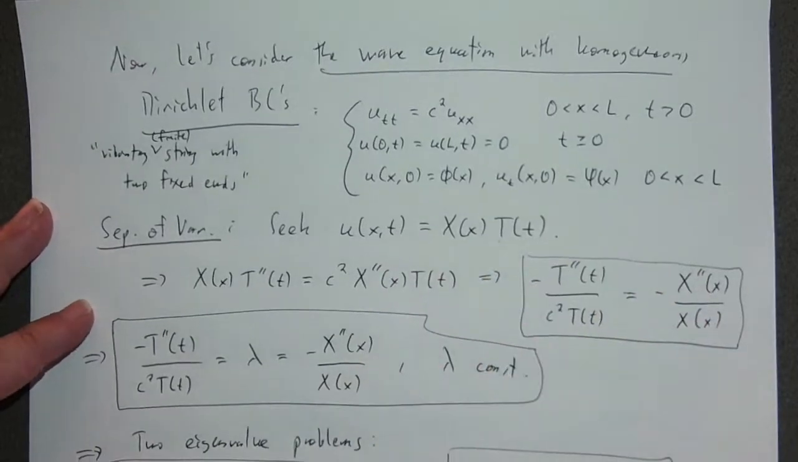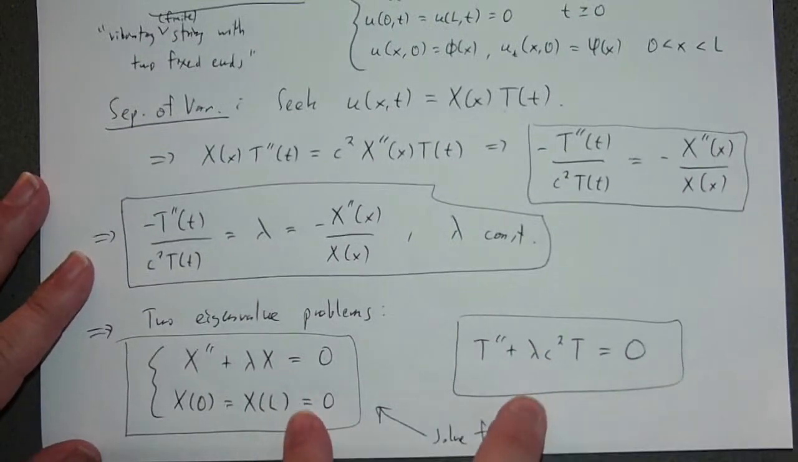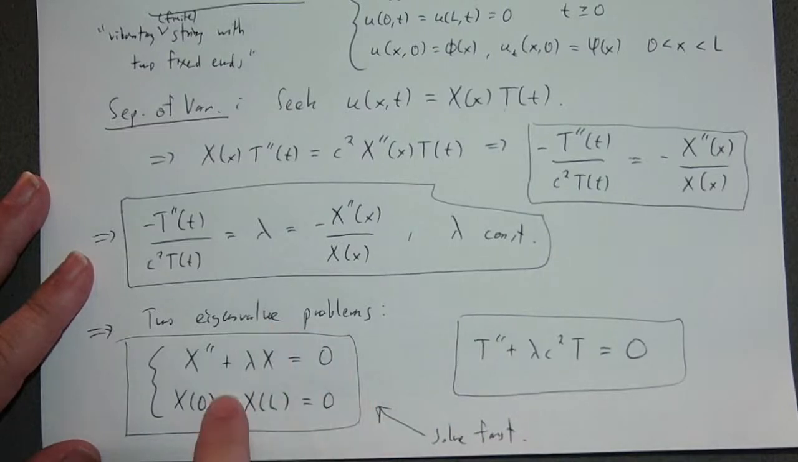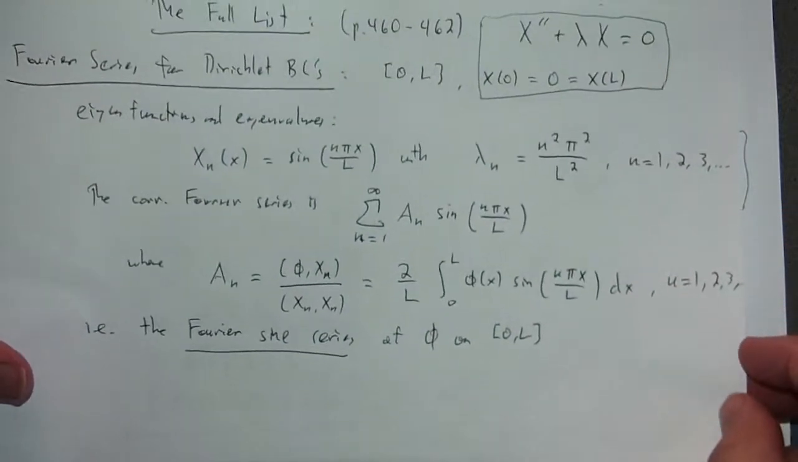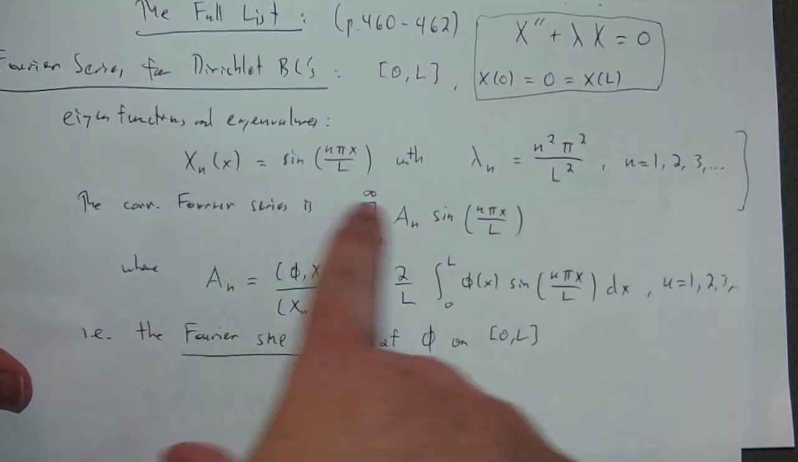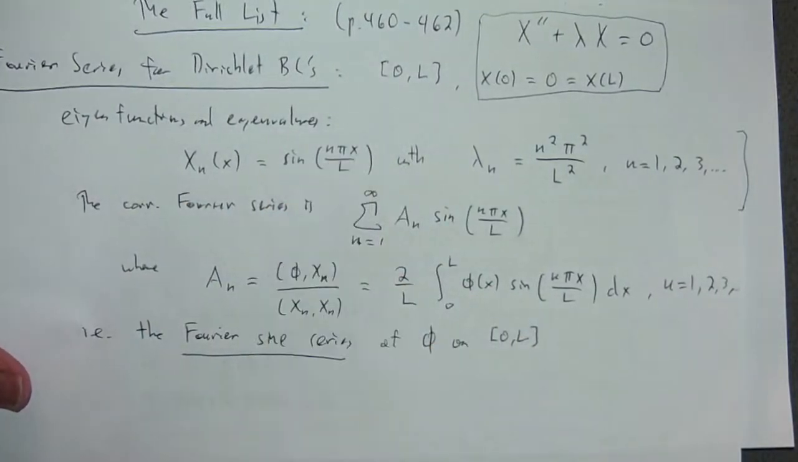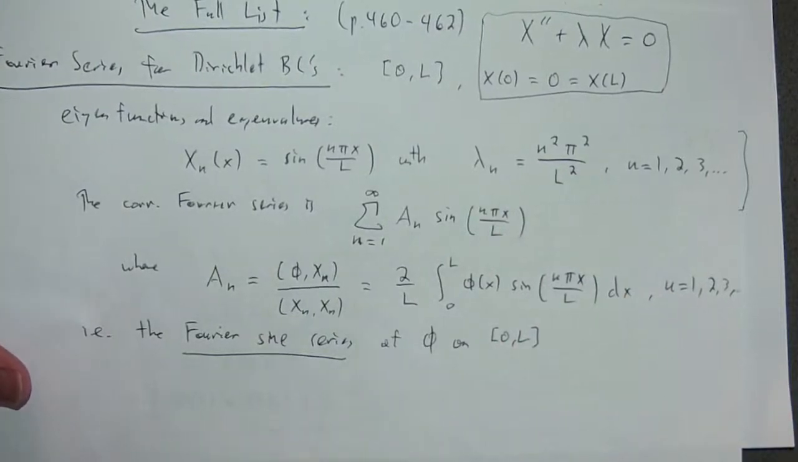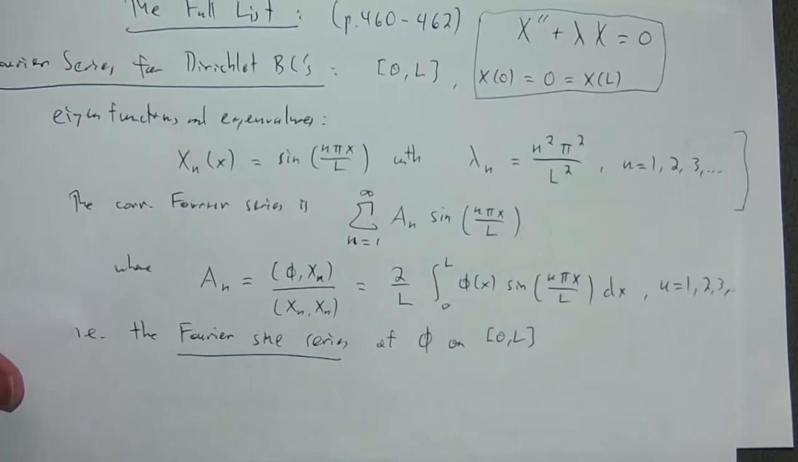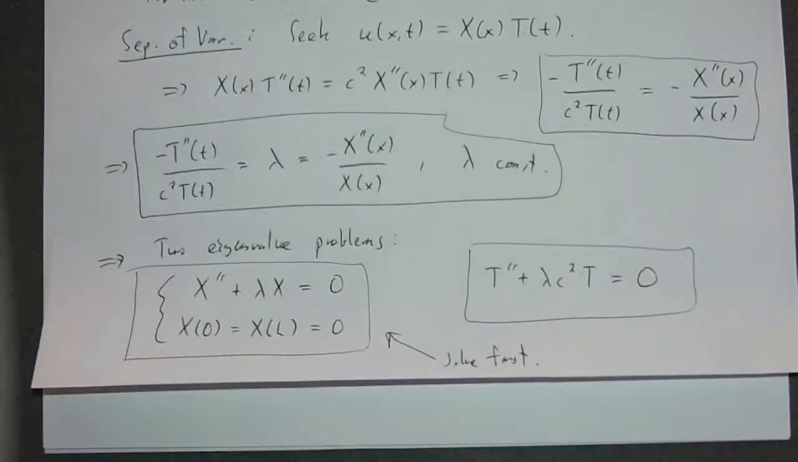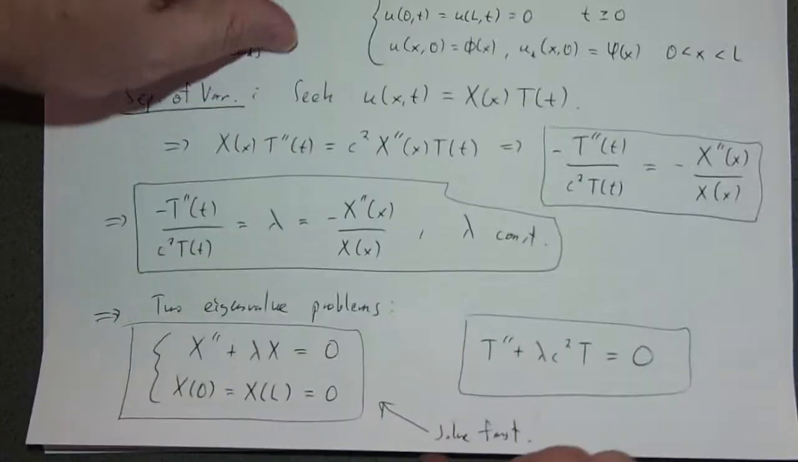This gives rise to two eigenvalue problems, right, for x and t. We know exactly what this one is. This is the Dirichlet problem, right, for this eigenvalue ODE, and it has the canned solutions that we've already discussed: sine of n pi x over L with eigenvalues n squared pi squared over L squared. The associated Fourier series for the initial data that's going to come up once we impose the initial conditions is, of course, this thing.